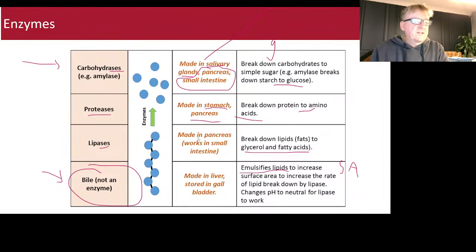Okay, so they're the enzymes, and it's pretty important that you know exactly where they are and where they start. Bile emulsifies fats in the digestive system, and it also has another role, which is that it neutralizes the stomach acid pH.